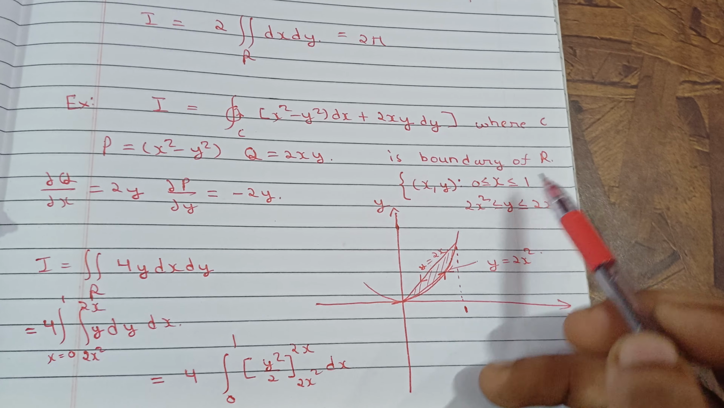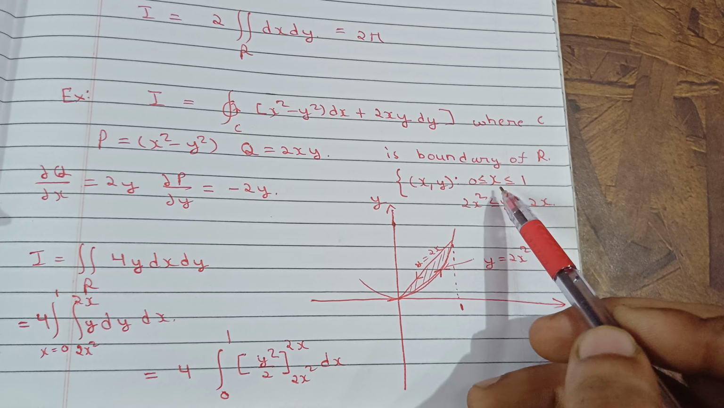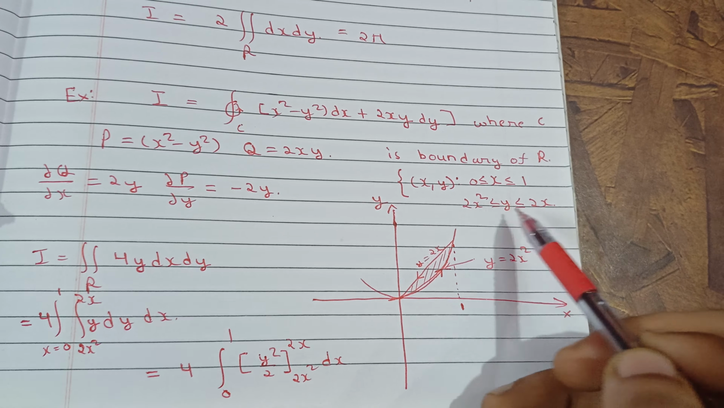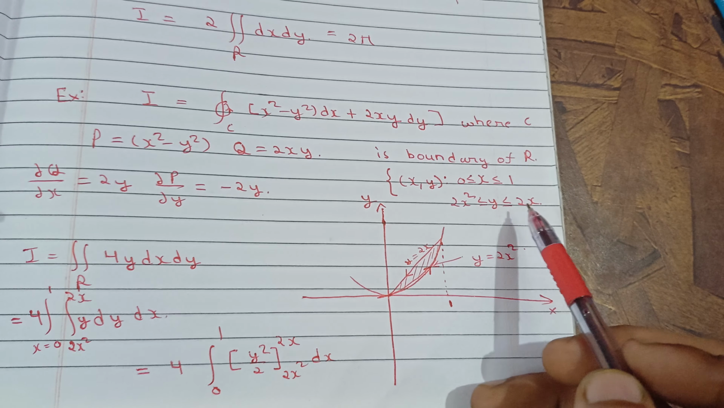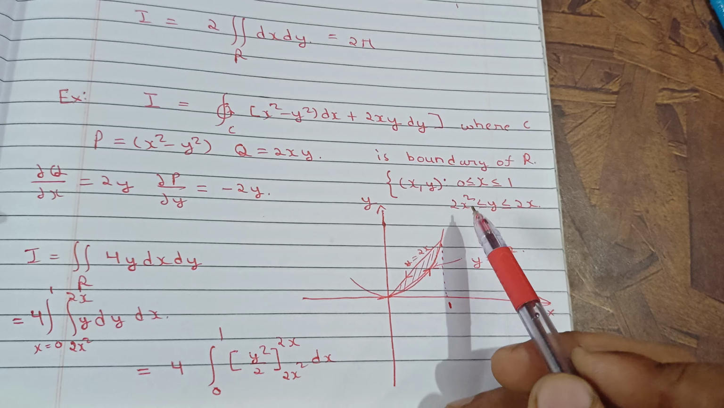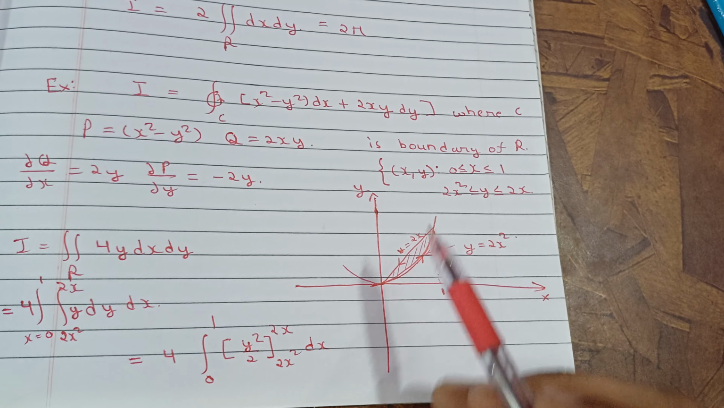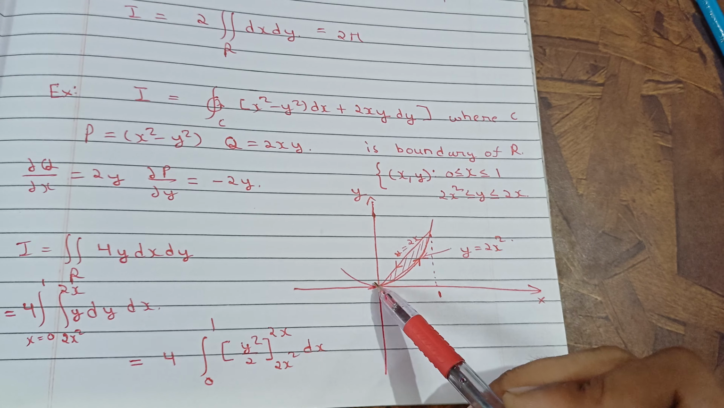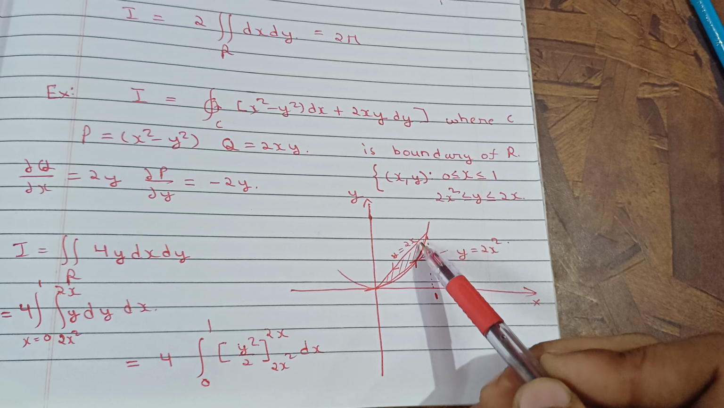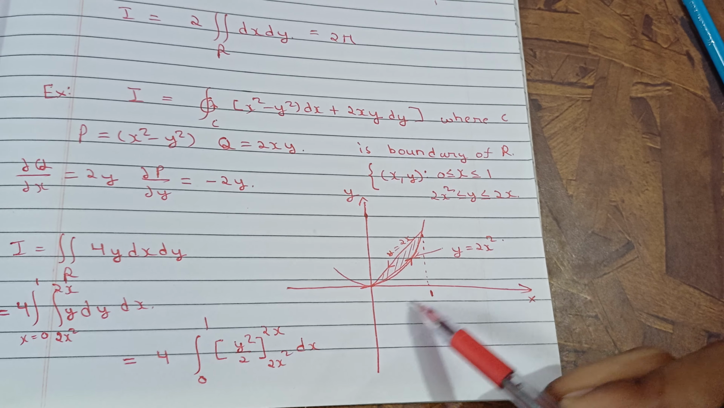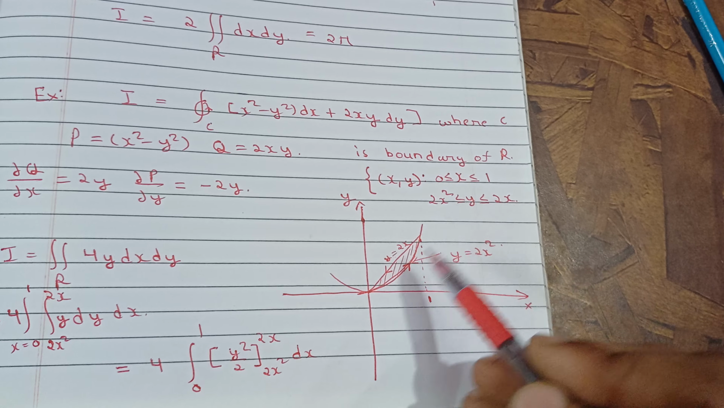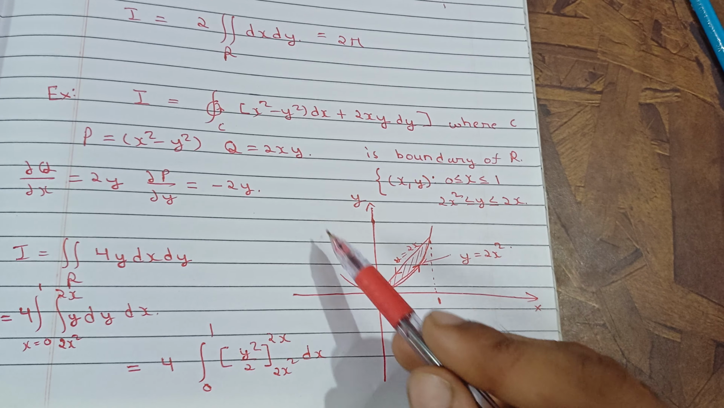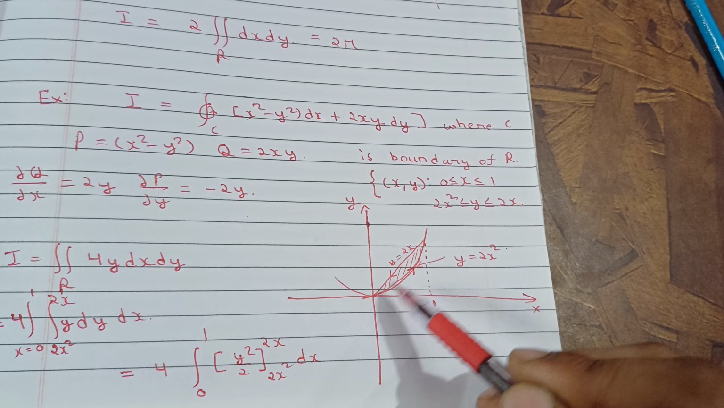Where C is the boundary of R, x and y are such that x is going 0 to 1 and y is going 2x square to 2x. So there are two functions given, meaning x will be 0 to 1 for both of the functions, and y will be between 2x square and 2x. So for y equal to 2x, this will be your line, and this region will lie inside. Now for y greater than or equal to x square, this will be the parabola curve, and the region should be greater than this.